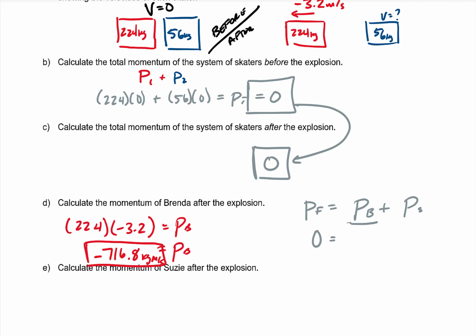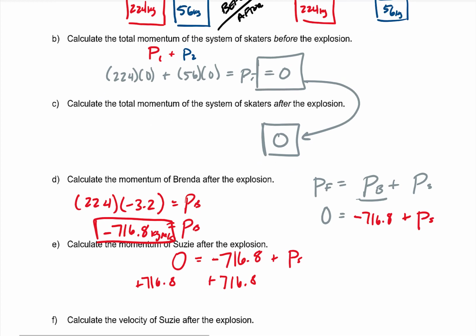And so now we have negative 716.8 for Brenda's momentum plus Susie's momentum. So we're going to take that equation, total momentum of 0 equals Brenda's momentum, negative 716.8, plus Susie's momentum. And we're going to solve that by adding 716.8 to both sides. We're going to solve that for getting Susie's momentum. And we're going to get positive 716.8. That's going to be Susie's momentum.